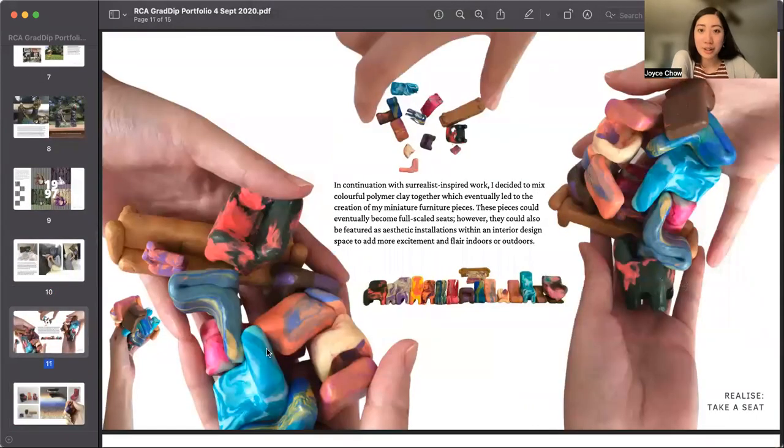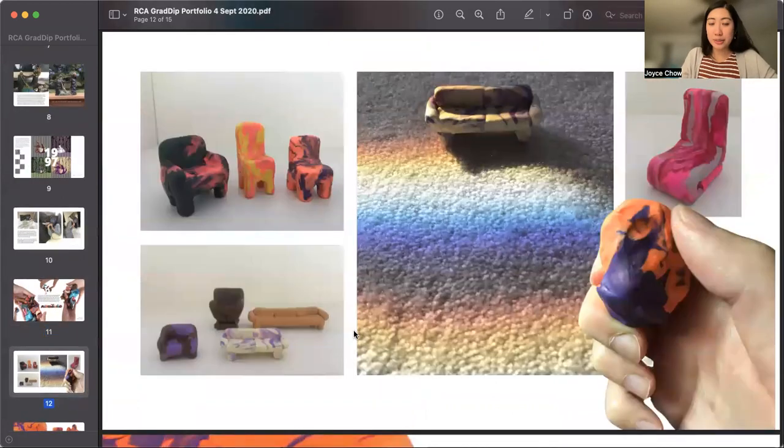The next project that I worked on were these miniature chairs and couches. It was part of our Realize project. And then I just did several renditions. Here's some more close-ups from that project.